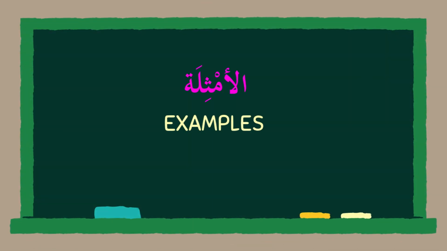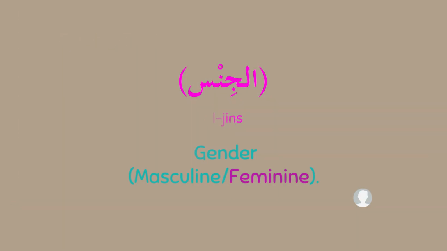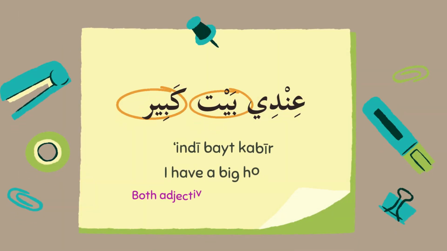Alright, now comes the most important step. We have to match the noun and also the adjectives. So let's go through all the examples. The first concept that we have is in terms of gender, whether it's masculine or feminine. Let's try to apply the first concept that we have learned. The sentence says, I have a big house. In Arabic, we say, Indi bait kabir.